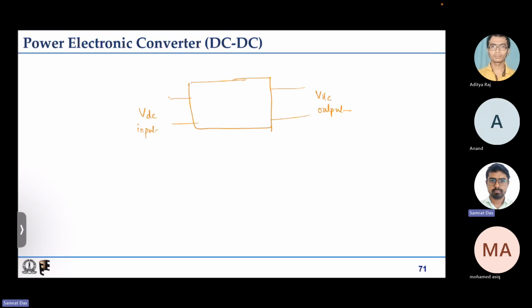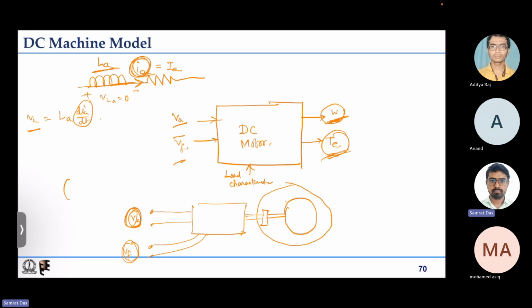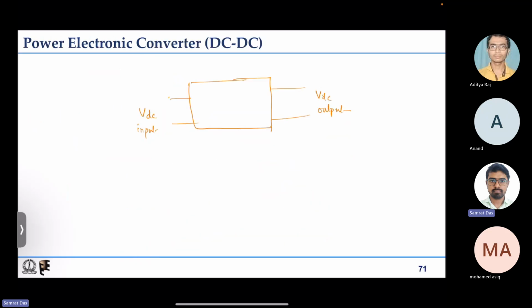After that we will have a power electronic converter also in the model. The power electronic converter will be sitting there, and we will change the armature voltage through it. We will give a DC voltage input to it, and the converter will give the armature voltage, and we will change the duty ratio of the switches in order to change the armature voltage. That will be the next part of what we are going to do.